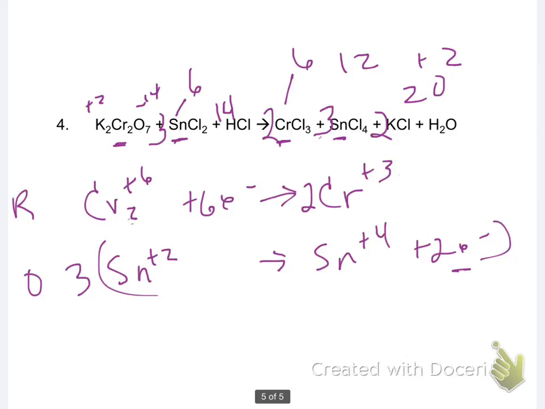Okay? And if I do that, then let's take a look at what happens with my hydrogens on the other side. So I have 14 hydrogens here. I have 2 here, so I've got to make that 7. And now let's check the oxygen. So the oxygen, I've got 7 oxygen, and I think I am done. Okay, so that looks like everything's good, and we're going to stop right there.